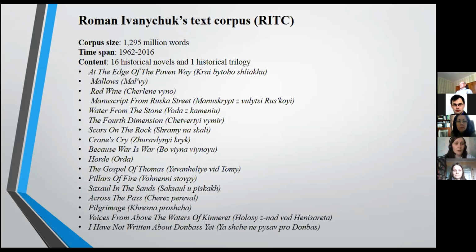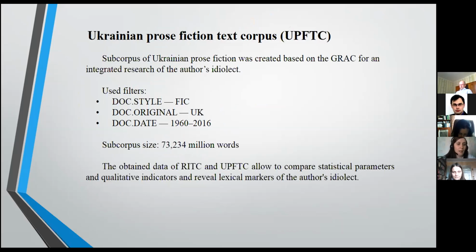First, the text of the given novels were converted into electronic form. The next step was the normalization of the text in MS Word editor. After we uploaded this text in GRAC version 8 and created Roman Ivanychuk's subcorpus. For integrated research of the author ideologue, the subcorpus of Ukrainian prose fiction was created on the basis of GRAC by next filter: style, fiction, original language, Ukrainian, and time span 1960-2016. The size of this corpus is more than 73 million words.